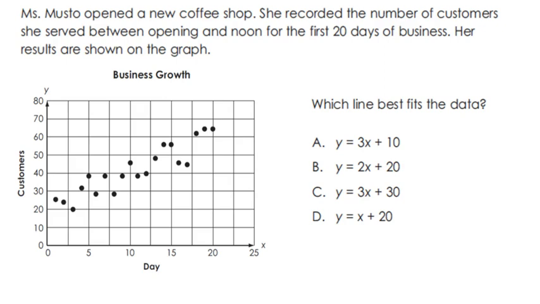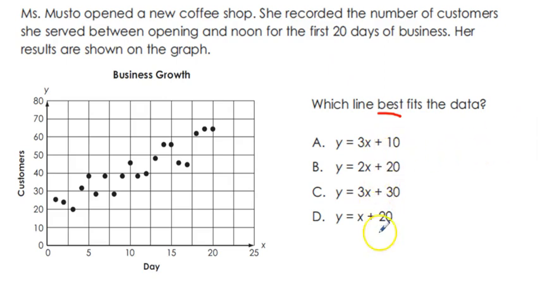All right, moving on. Ms. Musto? I don't know how to pronounce that, it doesn't really matter. In a new coffee shop, she recorded the number of customers she served between opening and noon for the first 20 days of business. Her results are shown on the graph. And the question is, which line best fits the data.